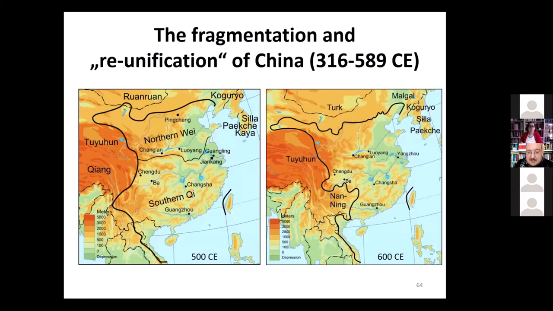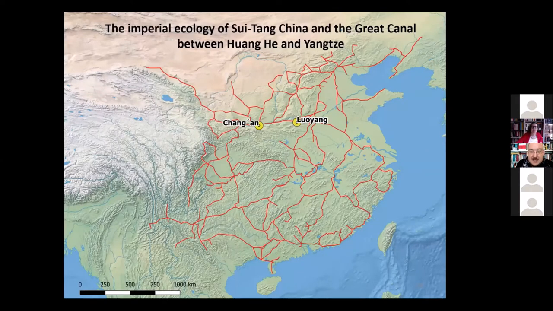And now coming to China, China experienced a similar process of reunification of divided political entities, but also of ecologies. Between the early 4th and the late 6th century, we have southern Chinese polities and various polities in northern China, and only at the end of the 6th century, a unified Chinese empire emerged again under the Sui and Tang dynasty. And the Sui and Tang also very much connected these previously separated ecologies in a new imperial ecology, most famously by the Great Canal, which connected the river basins of the Huanghe and the Yangtze, also for the coming millennia being the most important axis of infrastructure for imperial Chinese history.